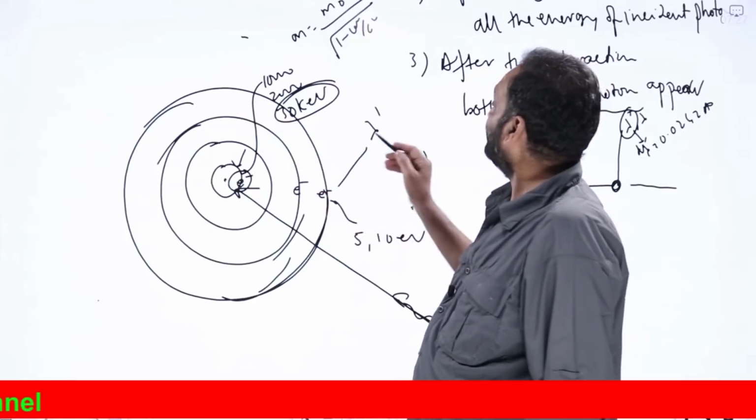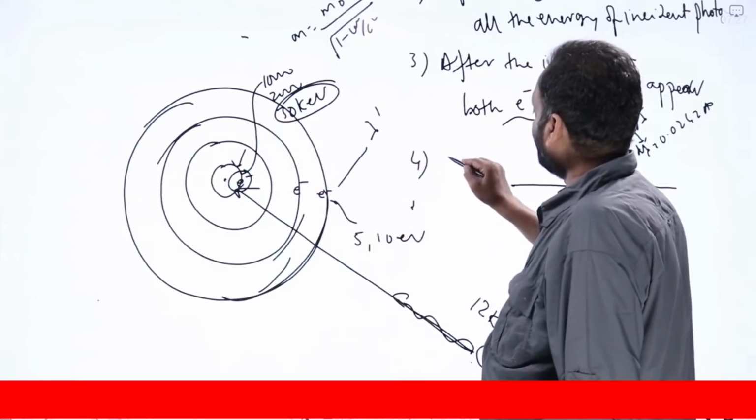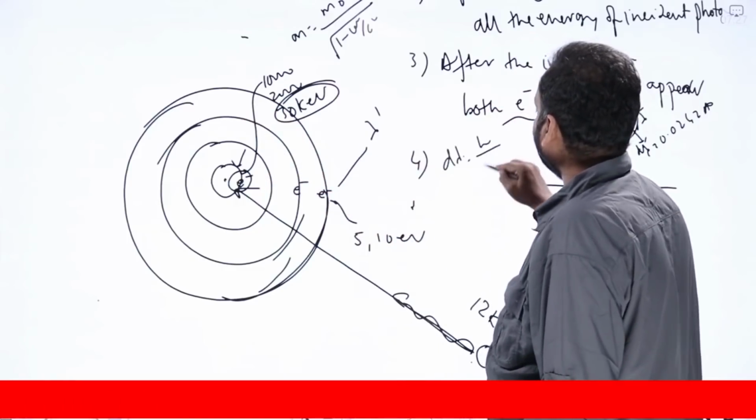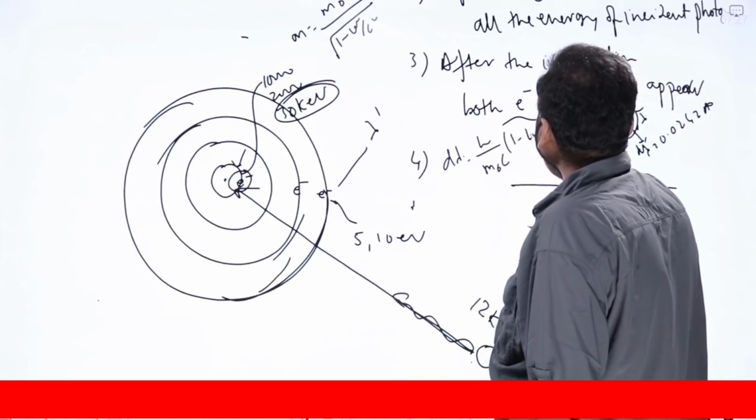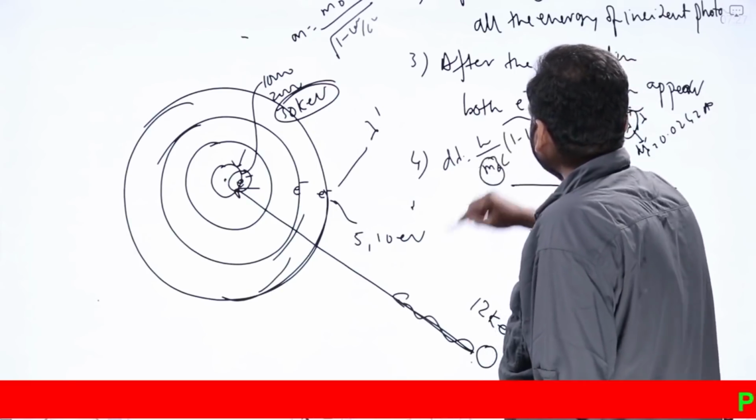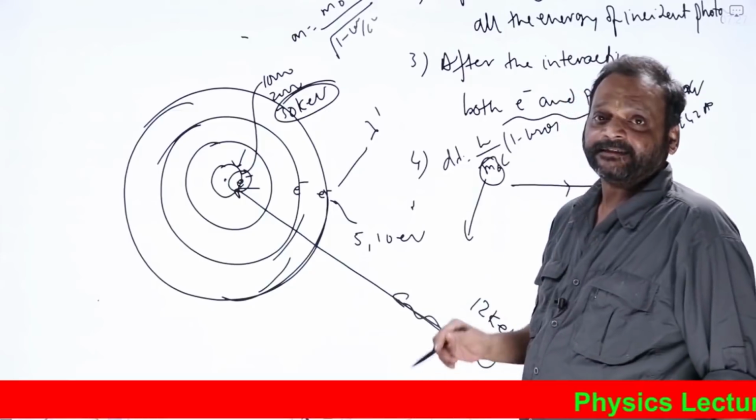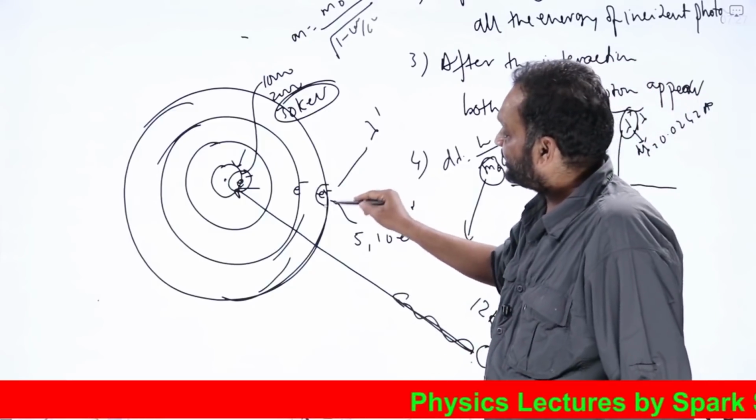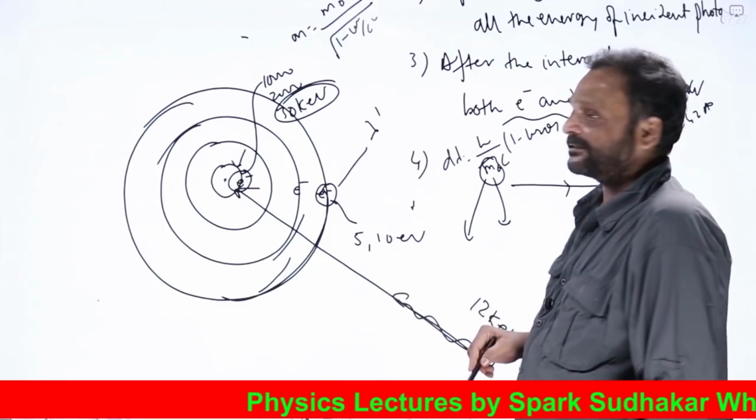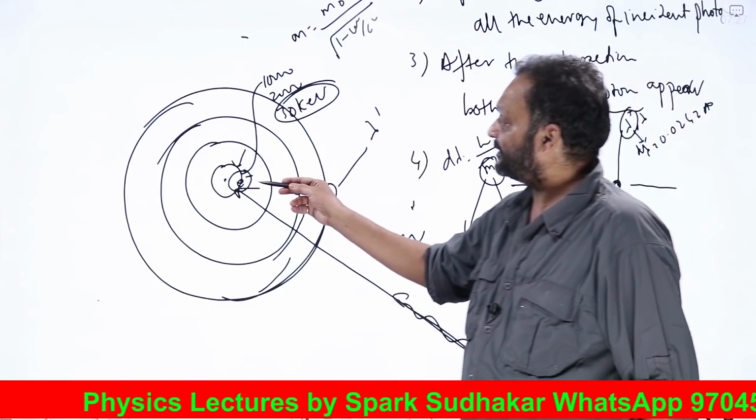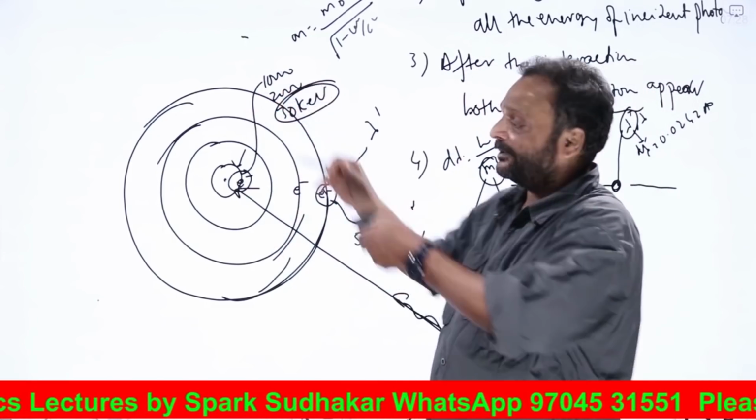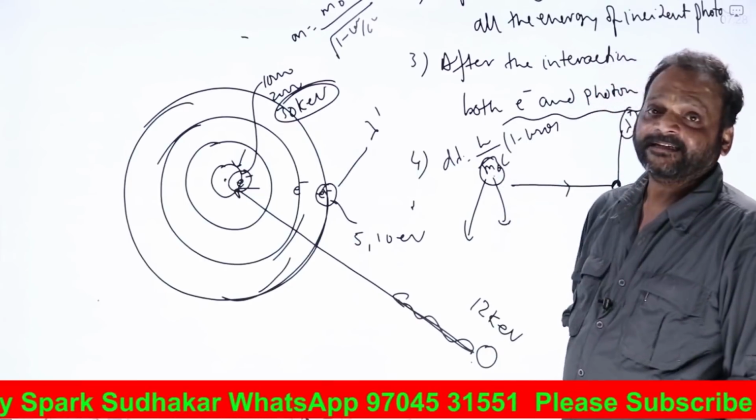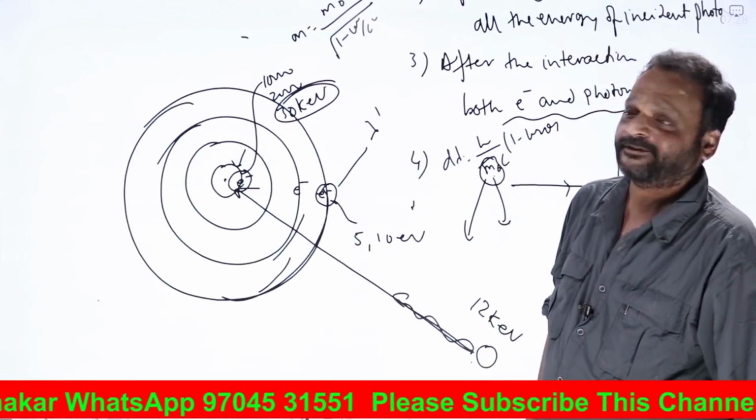So in the formula, d lambda equals h by m naught c into 1 minus cos theta, this m naught is the rest mass of the recoiling particle. If the recoiling particle is simply an electron, I put the electron's rest mass. But in this case, what is happening? The entire atom is recoiling. So I have to put the rest mass of the atom here. When I put the rest mass of the atom, what will happen?